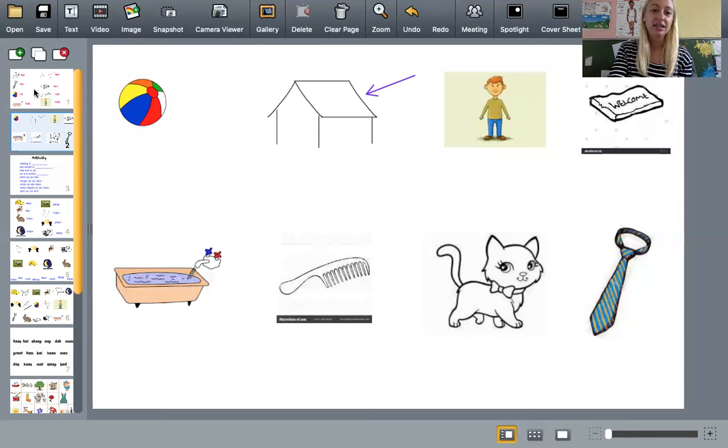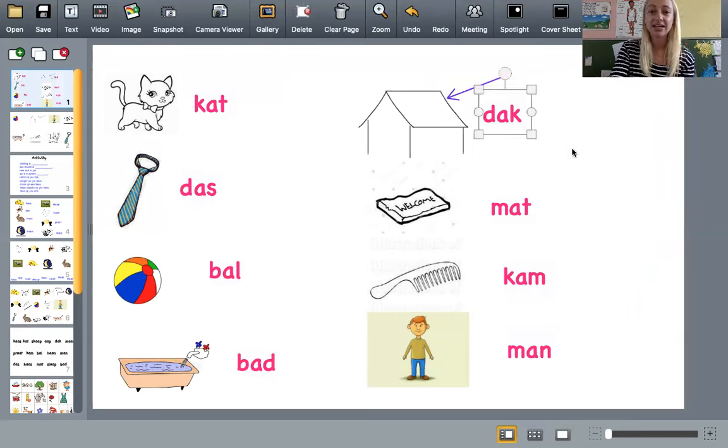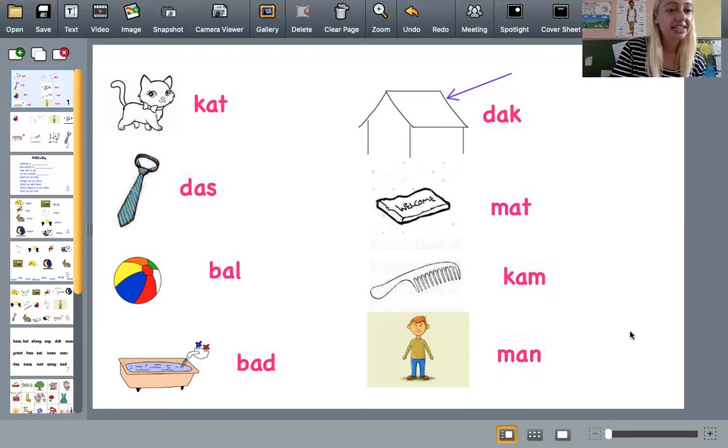Here they are, not in the same order, but you can check them. The first one was bal. There it is, bal. Please give it yourself a tick if you got it right. Bal. And then we had dak, d, a, k. Then we had the man, man, m, a, n. The next one you had to write down was the mat, m, a, t.